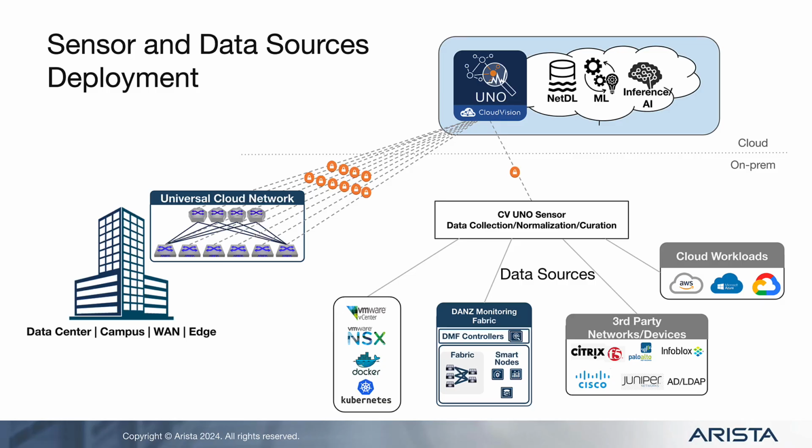To conclude, we have seen how CV-UNO integrates with a variety of data sources via the CV-UNO sensor and provides metrics across the host and the network infrastructure for proactive risk analysis.